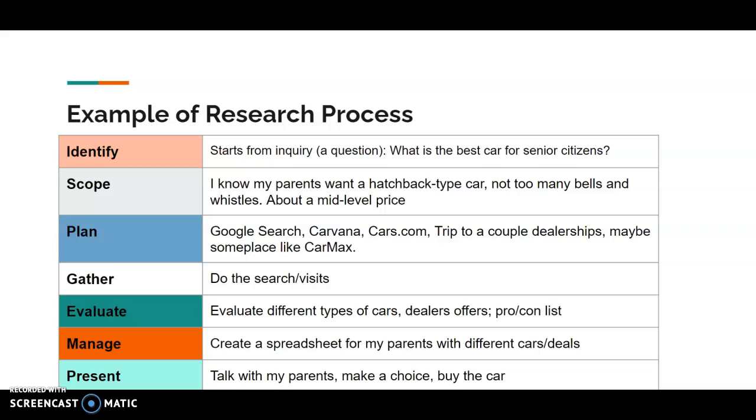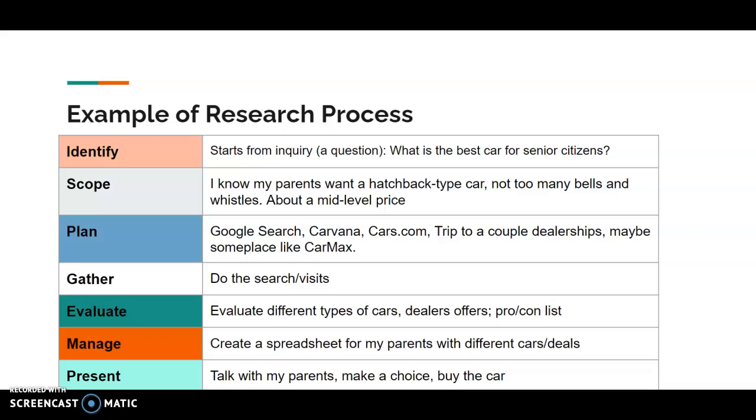So my plan to find out about cars for them is, of course, just do a Google search to see what kind of cars they might recommend. And then go to sites like Carvana or Cars.com to get an idea about how much the kind of cars that I find might cost. And maybe with my parents go to a couple dealerships, maybe someplace like CarMax that has a lot of used cars available so they can just see a lot of types of cars because they're not really sure exactly what they want.